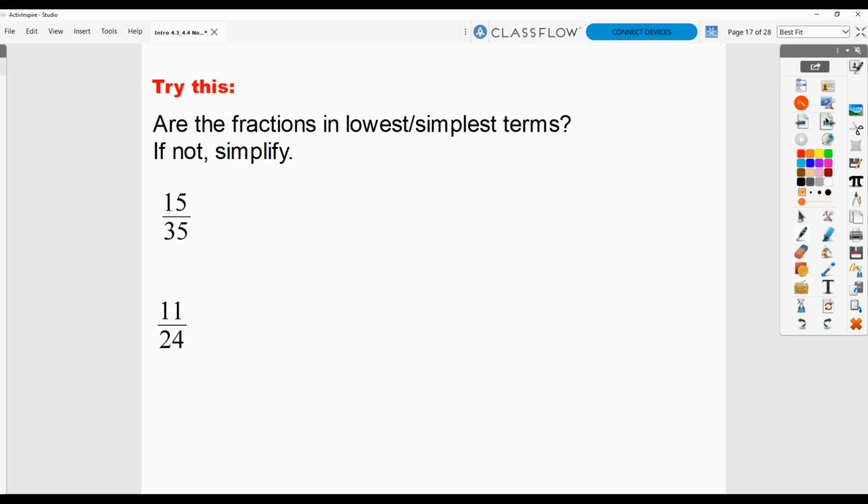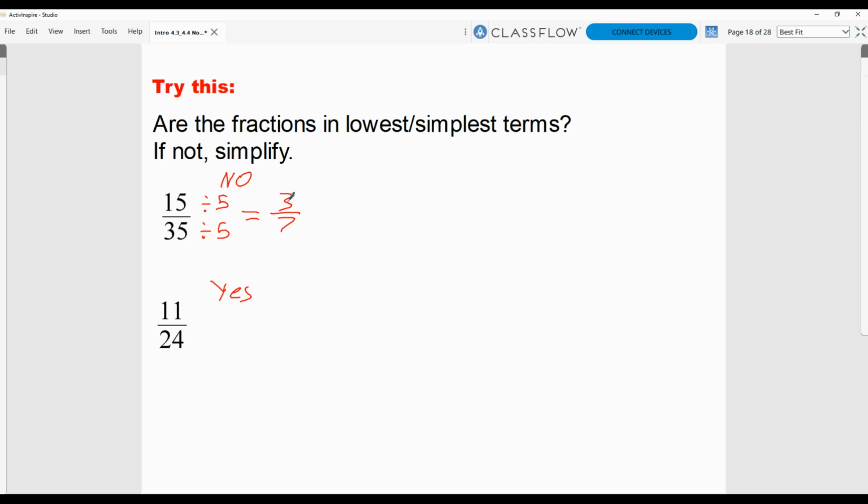All right, let's see what you guys got for these ones, if you could identify which is in lowest terms and which one isn't. This top one up here is not in lowest terms. We could divide both of these numbers by 5, so we end up with 3/7, and that would be the lowest term. This one here is already in lowest terms. There's nothing we can divide both 11 and 24 by, so it is in its lowest terms already.